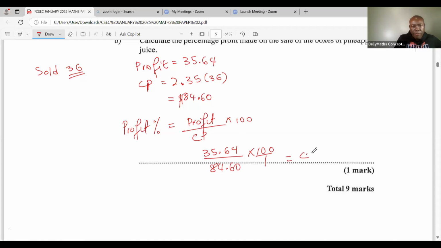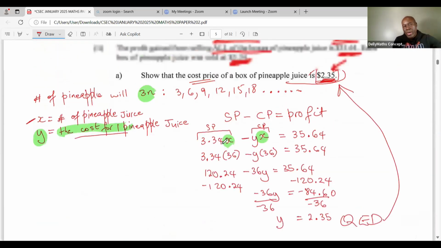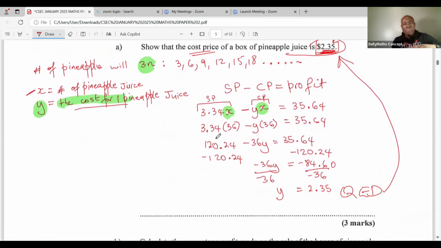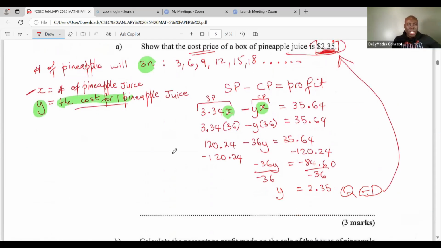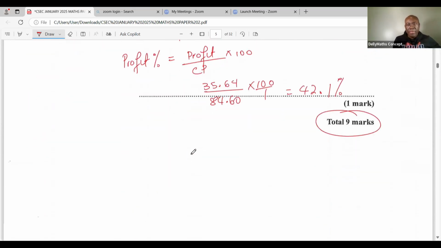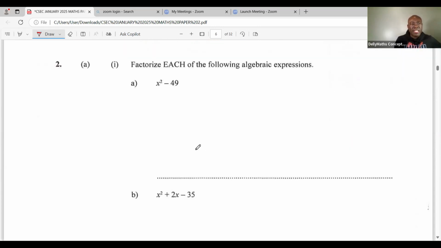And I'm getting 42.1%. That was the percentage profit. And that's a good 9 marks there that you could pick up. But mark you, that question at 1B may pose a problem, but definitely you could have an easier way through it. All right, let's take a look at this now.